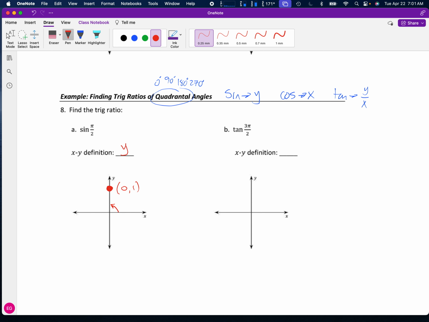Now, sine is a y value. So I literally just look at the y value of this point and say, okay, what's the y value? The y value is 1, so sine of pi over 2 is 1, because sine is the y value, and we can use that little point.